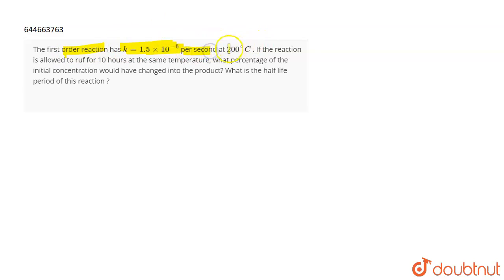The question is, the first order reaction has a rate constant 1.5 into 10 power minus 6 per second at 200 degrees Celsius. If the reaction is allowed to run for 10 hours at the same temperature, what percentage of initial concentration would have changed into the product?